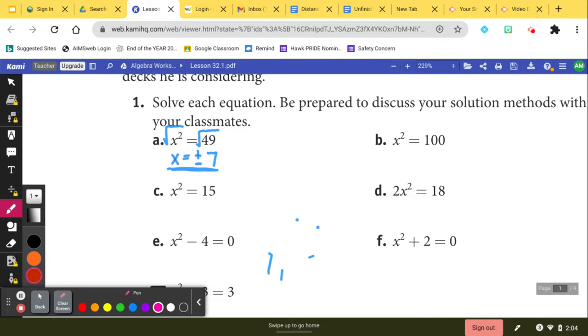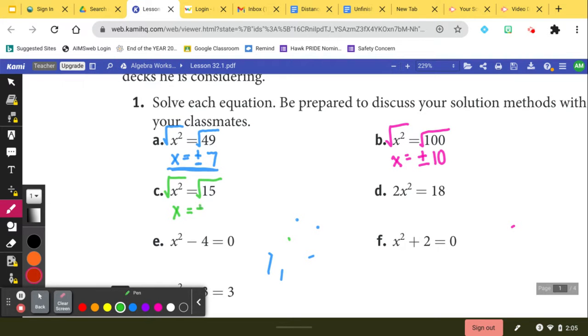We can also do this on b, square root x squared. That would give me x. Property of equality tells me I must do it to the other side. So that means I'm dealing with the positive or negative version of the square root of 100, which is 10. Again, doing the same thing with c. I'm going to take the square root of x squared, which will give me x. That would require me to do the square root of 15.